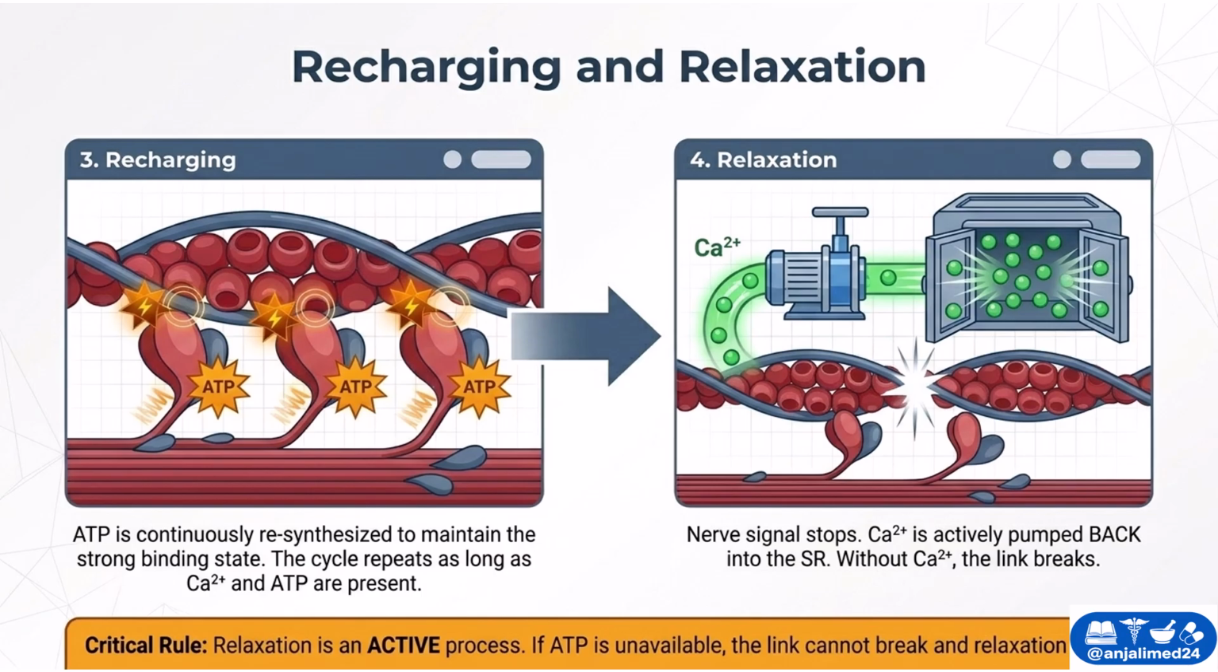So, this slide teaches a critical physiological truth. Contraction requires calcium, but relaxation also requires energy. ATP is essential not only for the movement but also for stopping the movement as well.